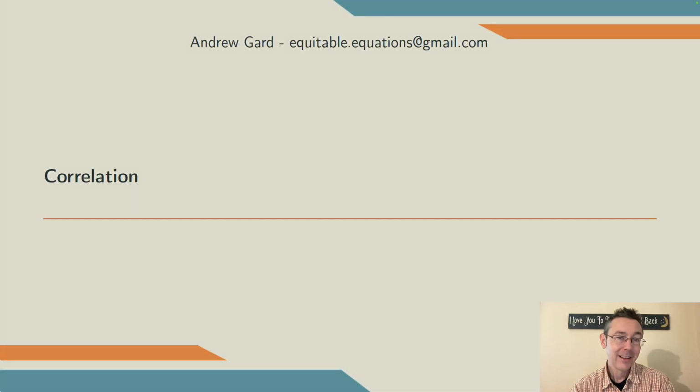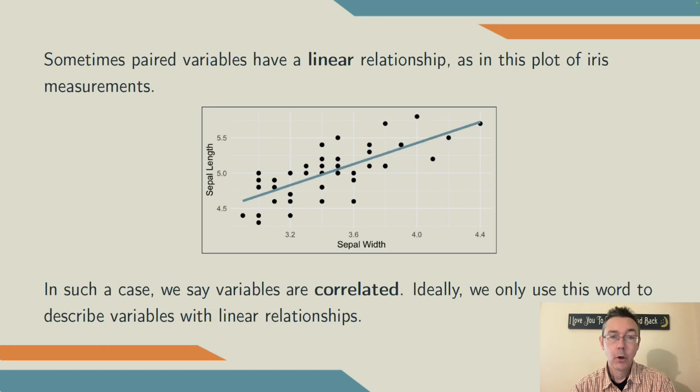Hey everybody. Today we're getting into correlation. We're in a situation where we have paired data and the scatter plot for that data has a generally linear shape, like in this plot of iris measurements. So here I have 50 flowers and I've plotted the width of their sepals on the x-axis, the length of their sepals on the y-axis.